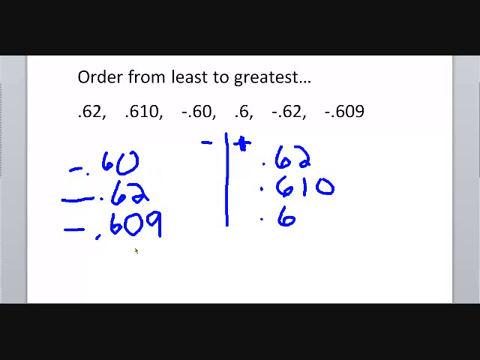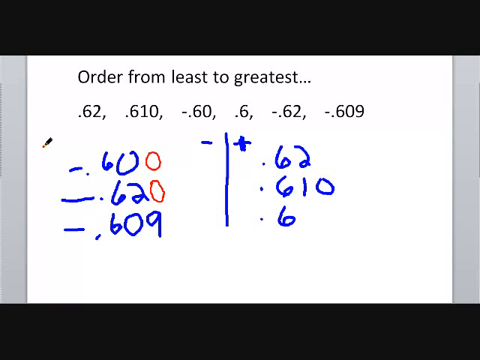Okay, looking at the three numbers we have on the left-hand side, one thing I notice about them is that this one has 3 digits while the other ones only have 2 each. The easiest thing I can do to help me put these in order is make sure they have the same number of decimal places, the same number of digits. So what I actually have is negative 0.600, negative 0.620, negative 0.609. And the easiest way to do this is to simply ignore the negative sign. We're going to pretend that these are positive.